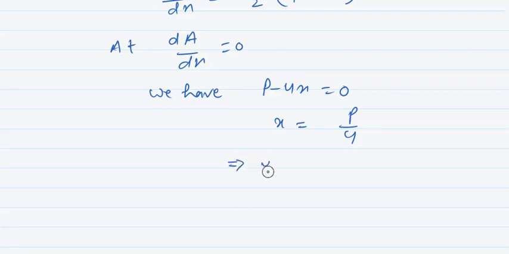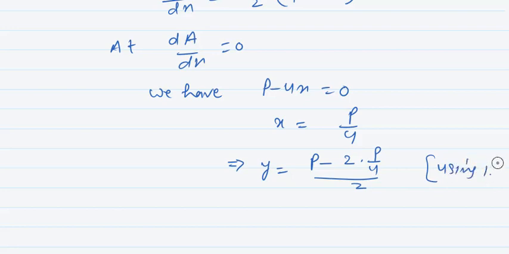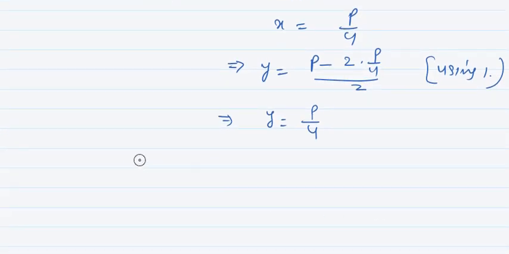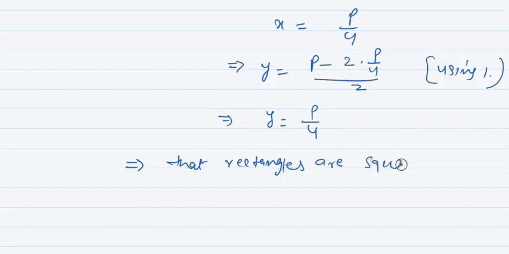So which implies y is equal to, using the first expression, it was (p - 2x)/2, means (p - p/2)/2, you can write over here using 1. So from here simply on calculation you are getting y is equal to p/4. Okay, so one part of the problem has been solved, which implies that the rectangles are squares, because length is equal to breadth.